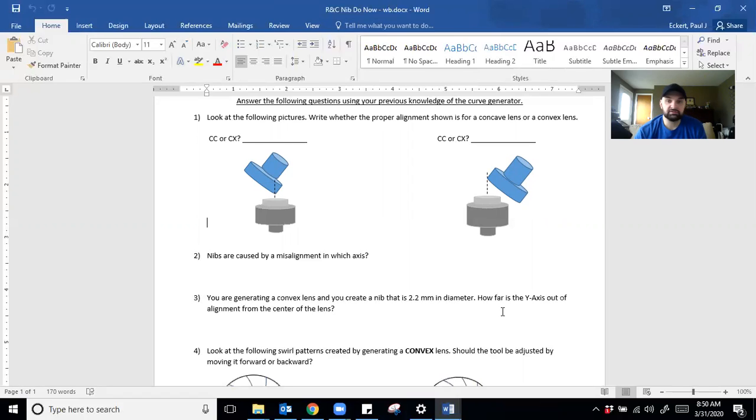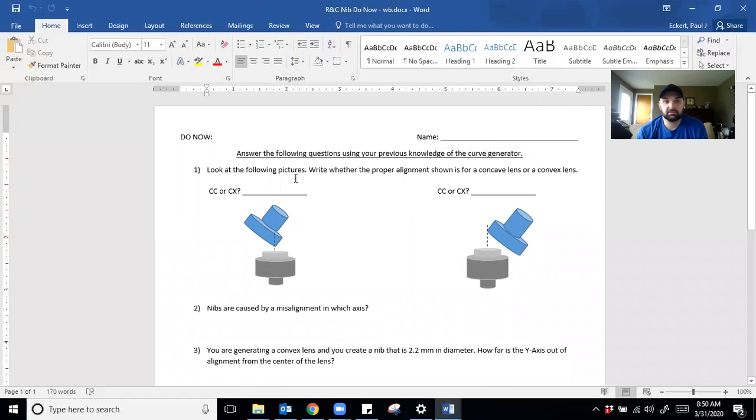So the first assignment that you're going to get posted that no one's seen is about the curve generator. It's about nibs. So the first question here is about alignment. Now, I'm going to give you some answers in this video. It's up to you whether or not you pay attention and write the answers down, right? So the first question is asking about alignment of the curve generator tool. Now remember, the curve generator ring tool that cuts the glass, that's a brass ring tool.